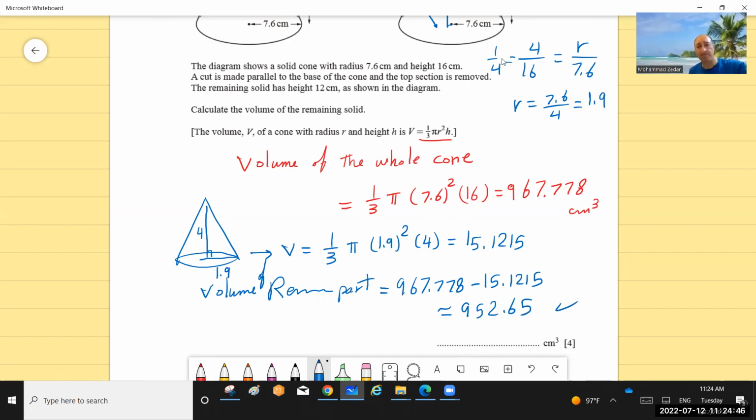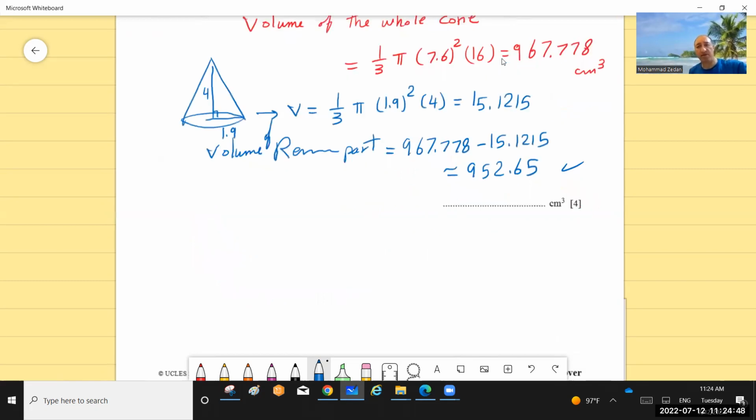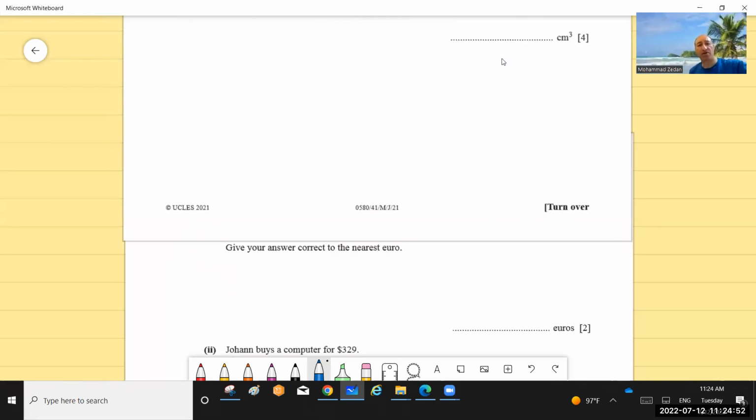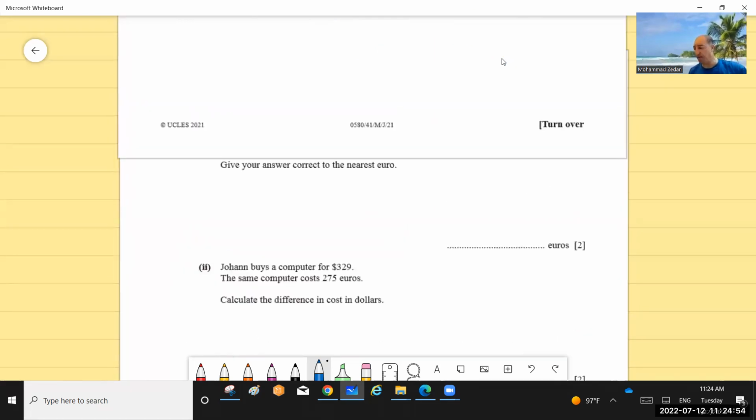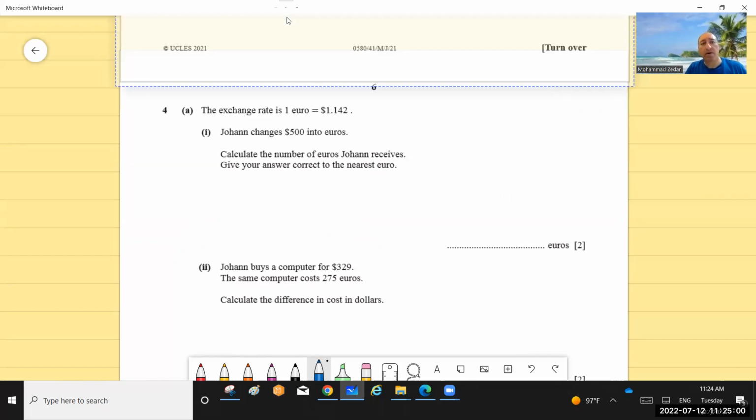Okay, this remaining part is called a truncated cone. Sometimes it's called the truncated cone. Okay, so if you remove this part a little bit. Question number 4 now.